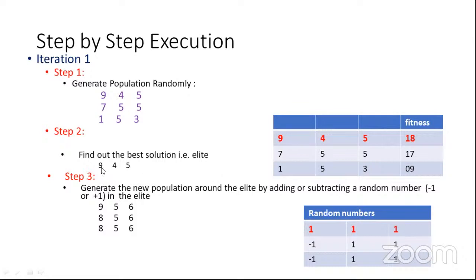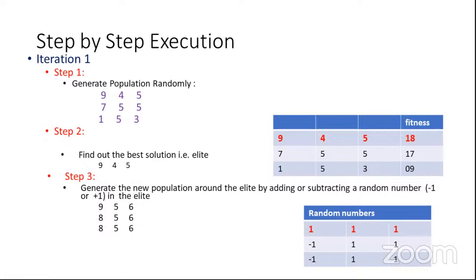And again, 1 will be subtracted from 9, so it will give 8. 1 will be added in 4, it will give 5. 1 will be added in 5, it will give 6. So I am creating a new population here around the elite.